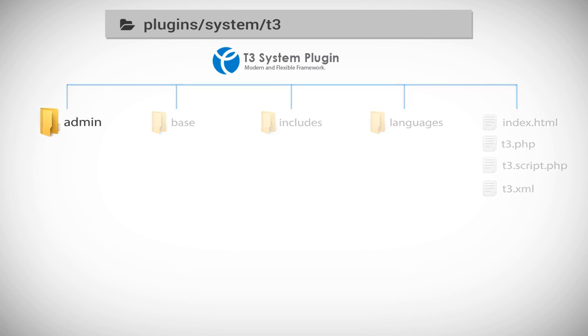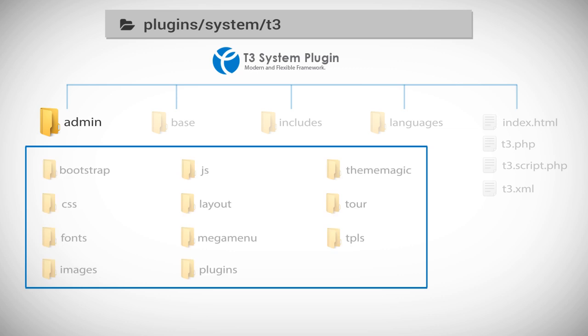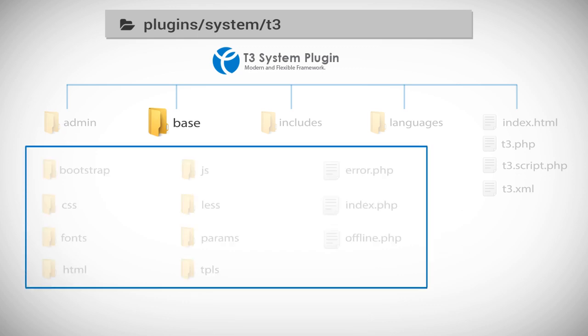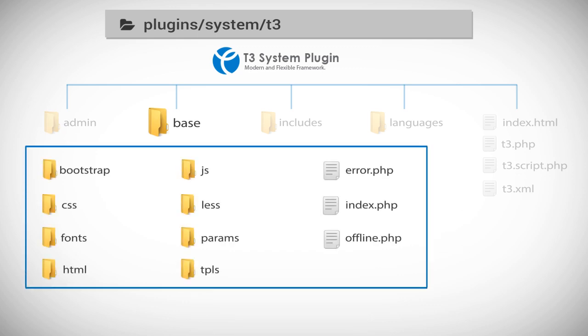First, let's check the admin folder. Here are the folders and files inside the admin folder. All the folders and files in this admin folder are used for the admin panel of the framework. Okay, now let's check the base folder. All the files and folders here are to build up the base theme. All themes of any template developed with T3 framework are based on the base theme. Or in other words, all themes are customized themes of the original base theme.